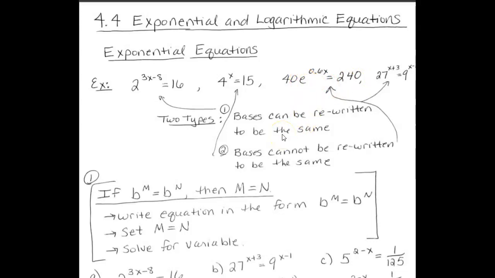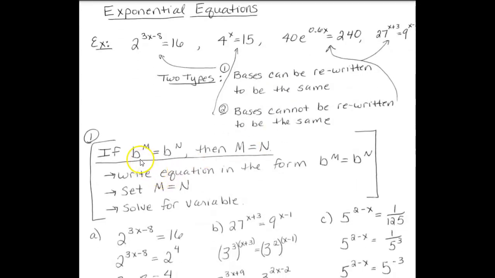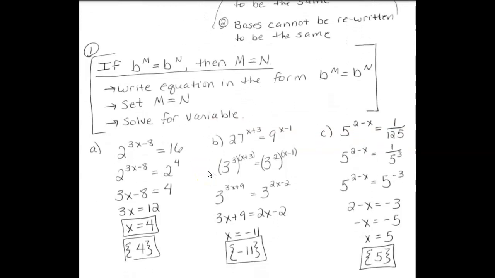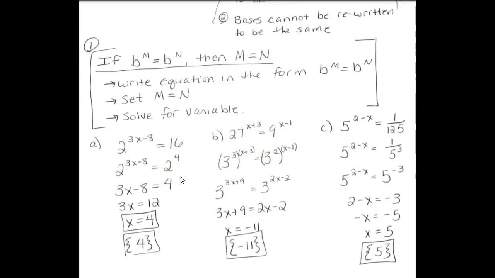So we're going to start with case 1, if you can rewrite both sides using the same base. If we can write our equation in the form b to some power m equal to the same base to some power n, then we can set the exponents m and n equal to each other. So for these types of problems, we will start by writing the equation in that form, then set the exponents equal to each other, and then solve for the variable. So the two examples that we looked at initially, and then there's another example here to show how this works.